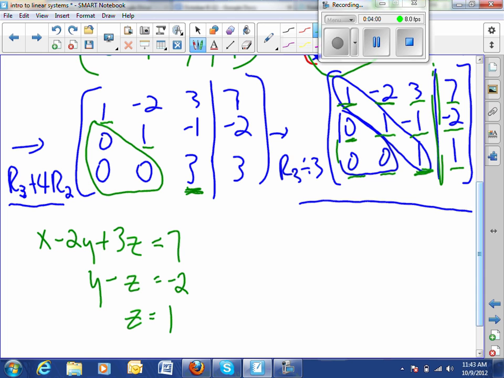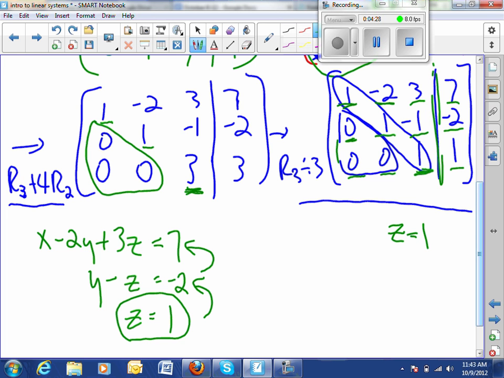Look how nice this is. Now I've got a system of equations where I know already the value of one of the variables. And all I need to do is take that z equals 1 and back substitute it into this equation, the second one, and solve for y, and then once I have y and z, I back substitute into the first one and find out the value for x. So let's do it. Z equals 1. I'll just put that over here, kind of out of the way.